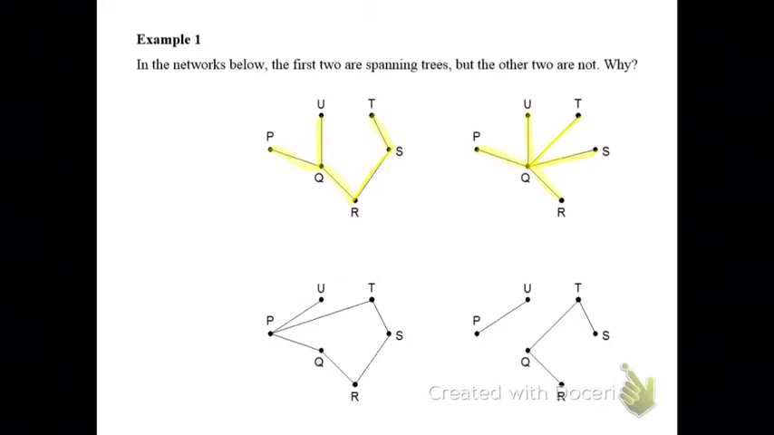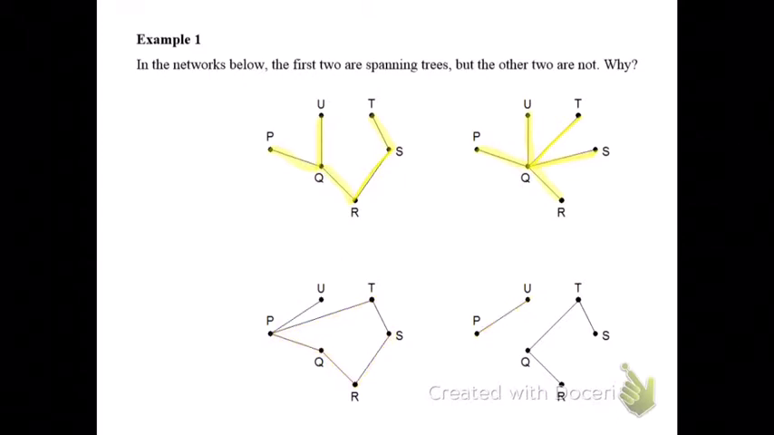In the third one though, you can see that I do have a cycle here. In other words, I can go around in a loop, which means this is not an example of a spanning tree. In the last one, you can see that I have an arc which is not connected in any way to the others. So this cannot be a spanning tree either.